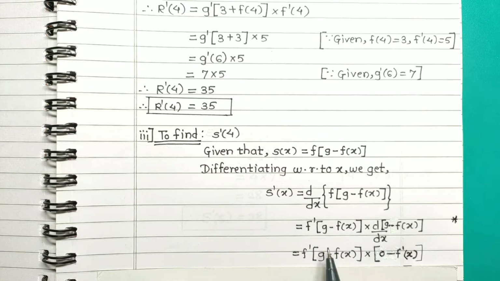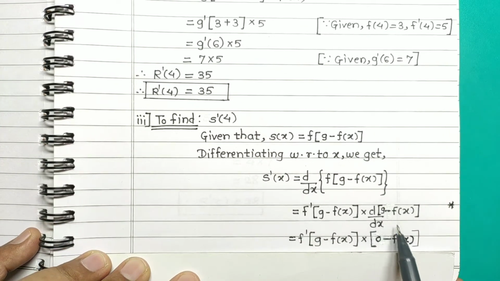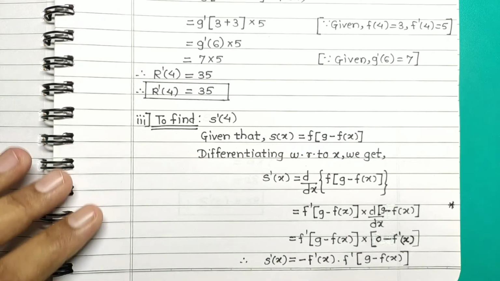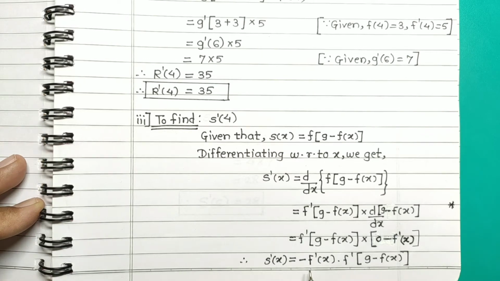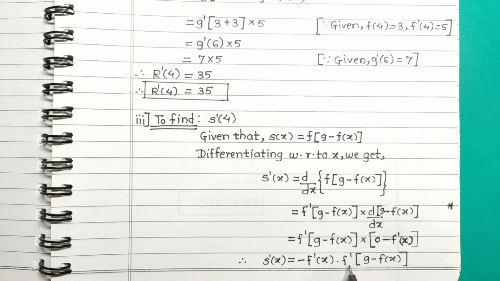So this first term as it is into, since 9 is constant, its derivative is 0, and this minus sign and the derivative of f of x is f dash of x. And so finally we have s dash of x is equal to minus f dash of x into f dash of 9 minus f of x. Okay, so here we have s dash of x, that is the derivative of s of x.